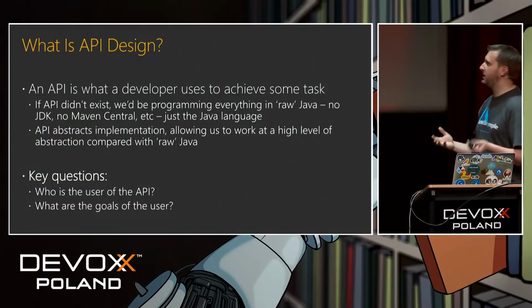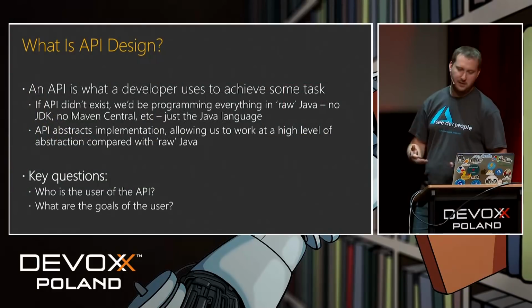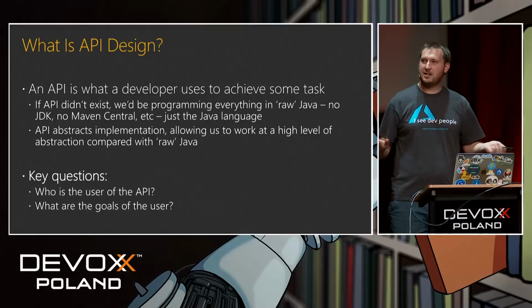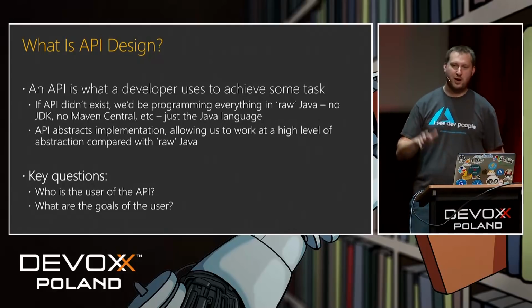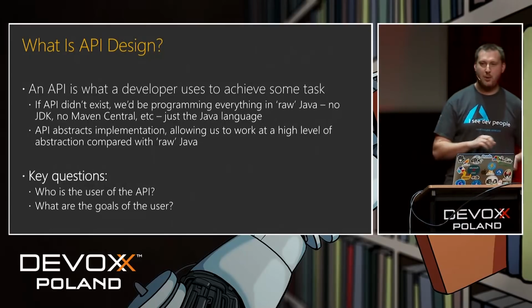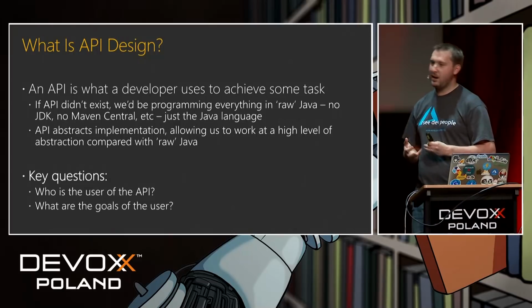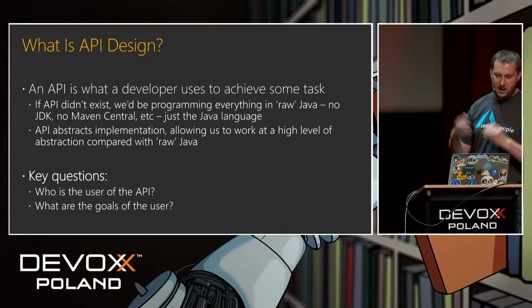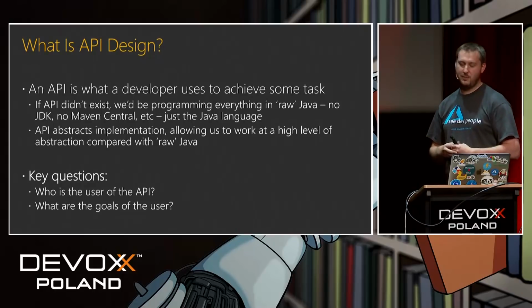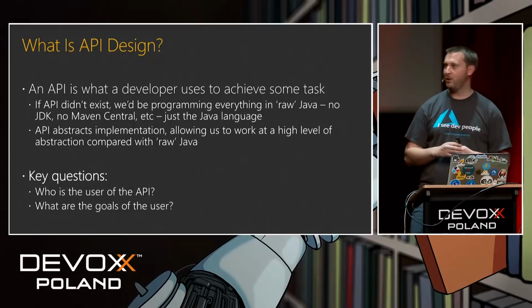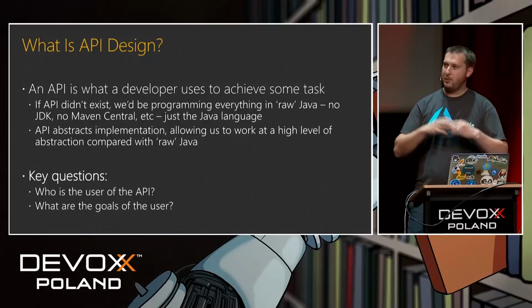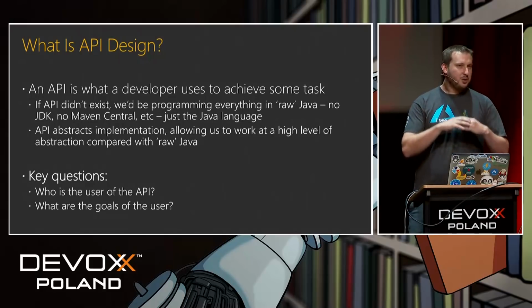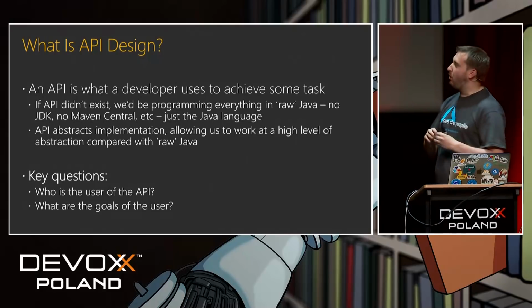So an API is obviously what some developer uses to achieve some task. And of course, we could exist in a world entirely without APIs. We could just write everything straight from Java, and we could write our own HTTP library, collections library, reactive library. We could do it all internally ourselves. But that's not a very good approach. An API is abstract implementation. They allow us to work at a higher level over raw Java.